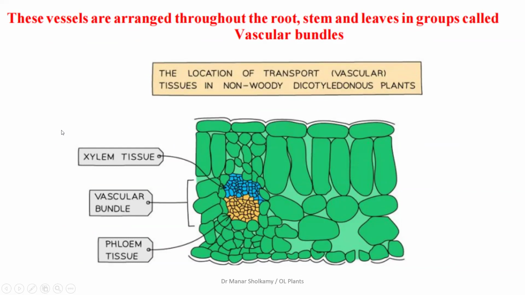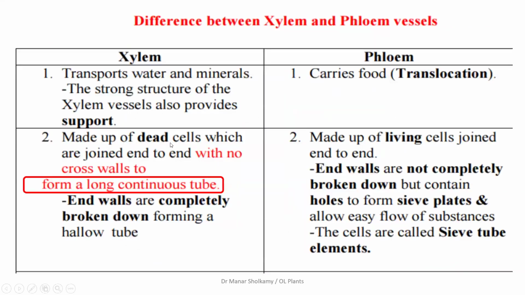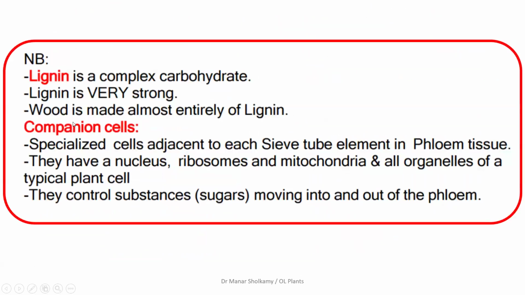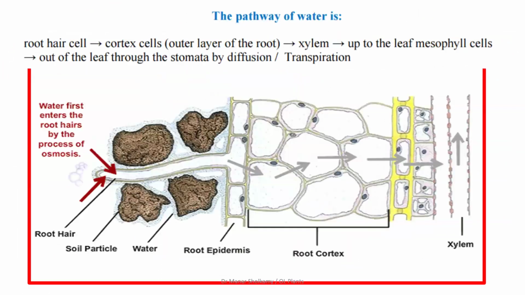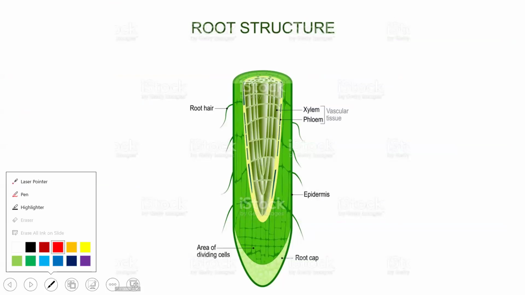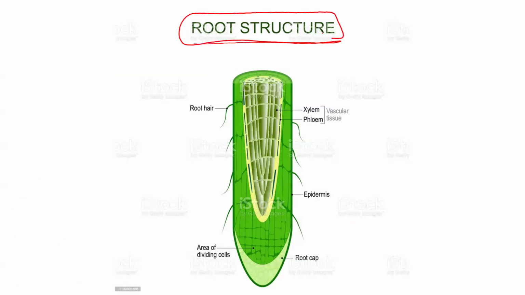We did talk about the location of the xylem and the phloem. Now, what do I want to talk about? We talked about the structure of the xylem and the phloem last time. I'm not going to repeat it now. I want to talk about transpiration. No, so I don't skip anything, let's talk about the root structure. The root structure, or the anatomy of the root, or what is the root made up of?